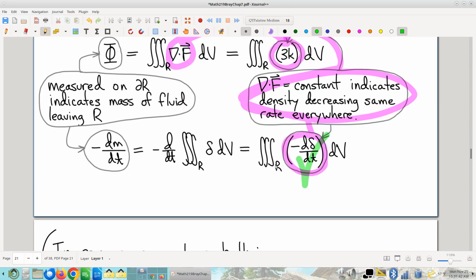There's some sticky wickets that I'm sweeping under the rug here, but yeah, the fact that this region is fixed is an important part of that story. Yeah, right, absolutely.